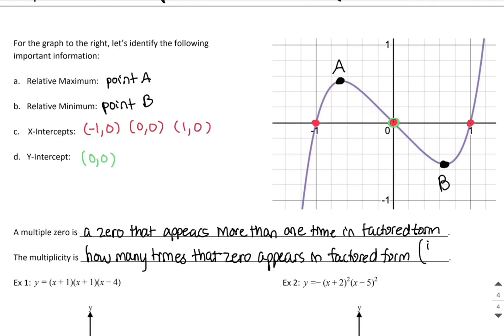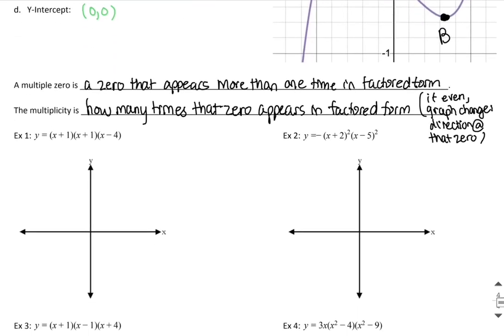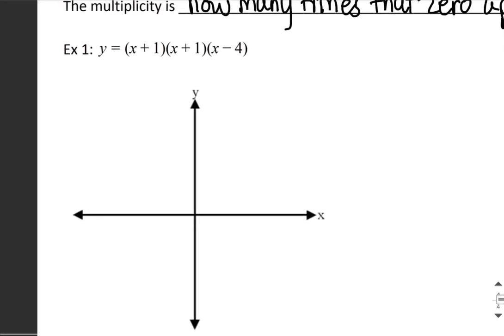And if that multiplicity is even, this is the important part, then that means the graph changes direction at that zero or that x-intercept. Okay? All right, so let's try to use everything we just talked about to graph this example 1.